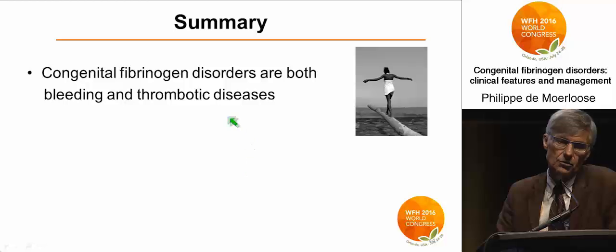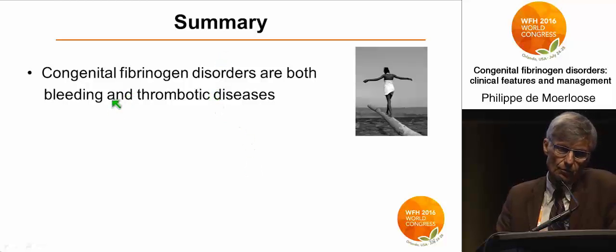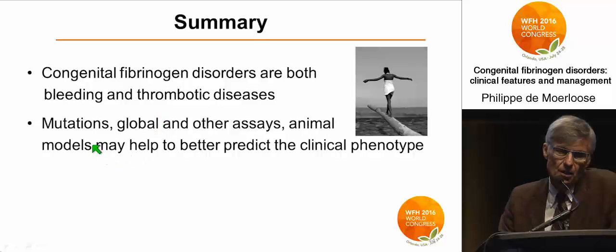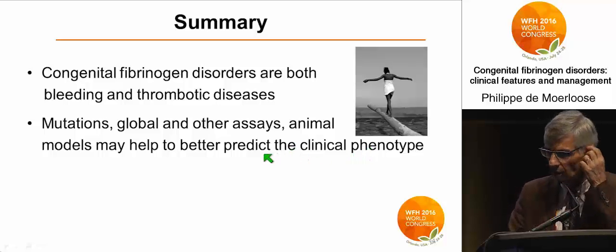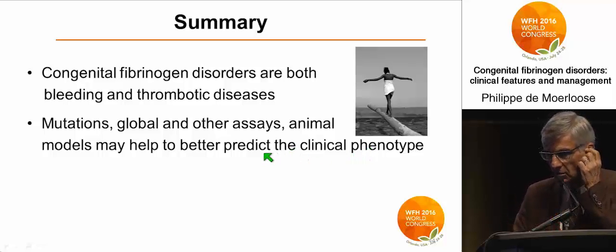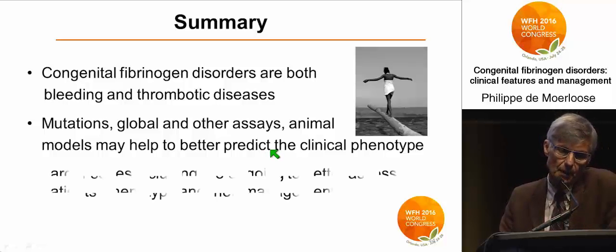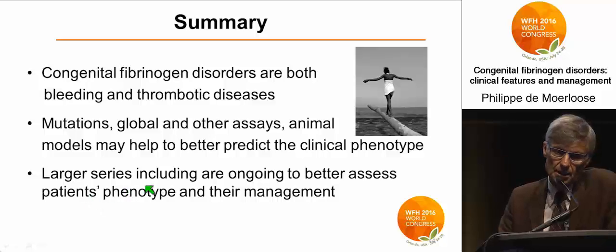So in conclusion, I will just remind you a few things. Congenital fibrinogen disorders are both bleeding and thrombotic disease. There are other complications I mentioned to you. The mutation, global and other assays, animal models may help to better predict the clinical phenotype. In Geneva, we are working with the zebrafish, and especially we are working with wound healing and things like that. And larger series, and that joins what Jean-François was saying at the end, are going to better assess patients' phenotype and their management.